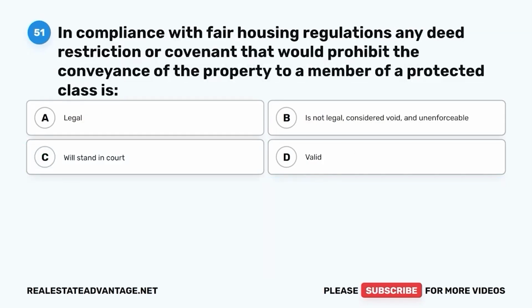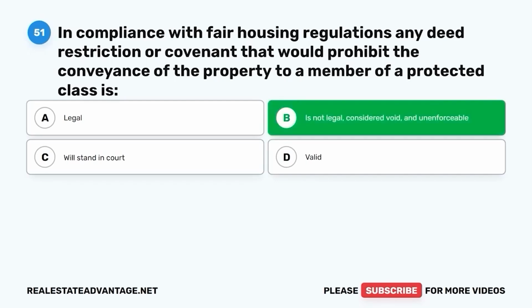Question 51. In compliance with fair housing regulations, any deed restriction or covenant that would prohibit the conveyance of the property to a member of a protected class is A. Legal, B. Is not legal, considered void, and unenforceable, C. Will stand in court, D. Valid. The correct answer is B.